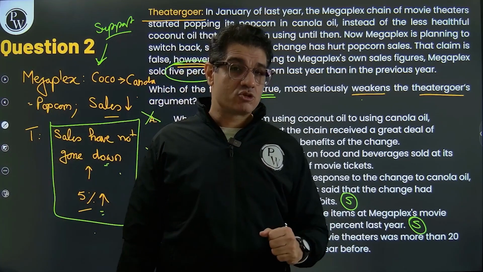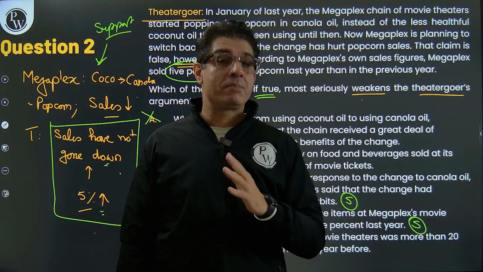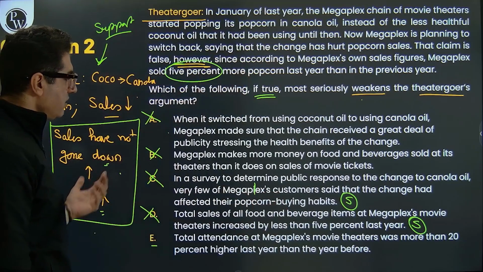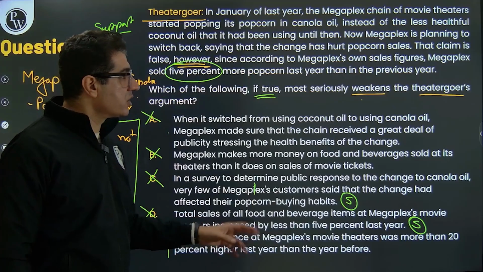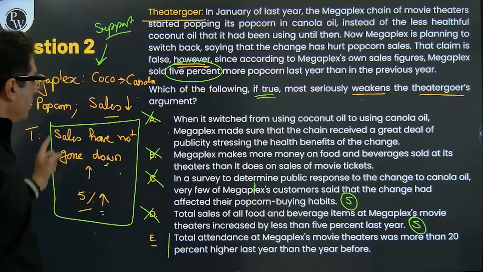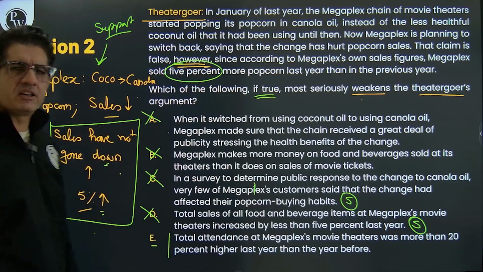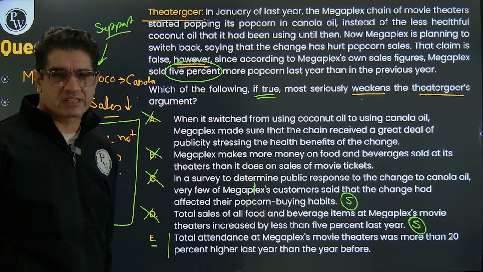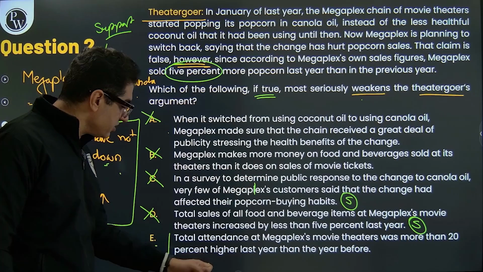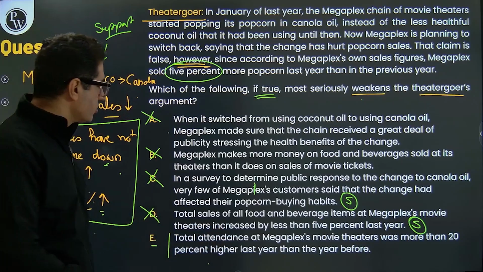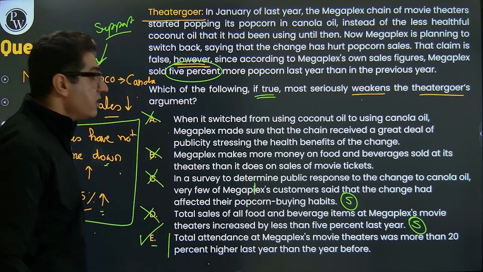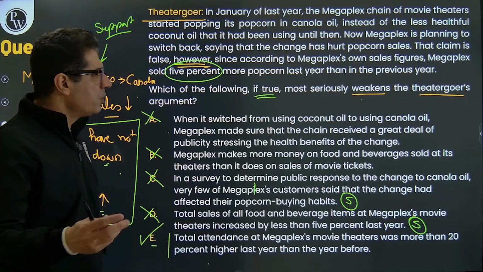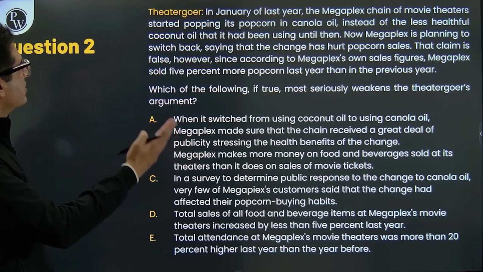So if this is true, then it gives Megaplex something to challenge the theatre goer's argument. This goes on to question the assumption involved in the argument presented by the theatre goer, where the base of the viewers was kept the same. So because it challenges your assumption, it definitely goes on to weaken, and that is why this is going to be our answer to this particular question. With that, let's move over to our next one.